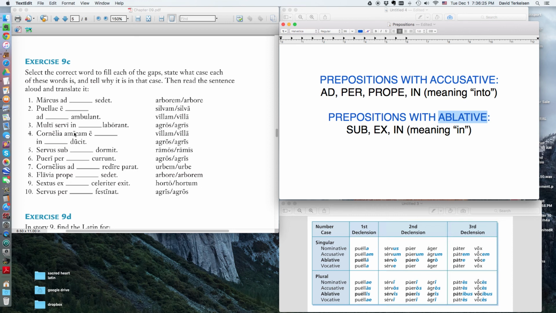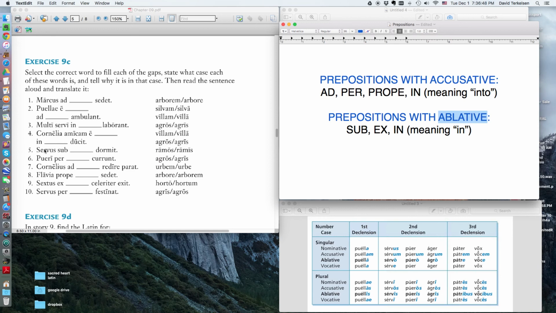Cornelia brings her friend out of the villa into the fields. Now, again, here she's leading or bringing, so we're going to have in in the sense of into. So a or ex, as we know, is ablative, villa. And in, meaning into, takes agros, accusative. There it is, accusative plural, agros.